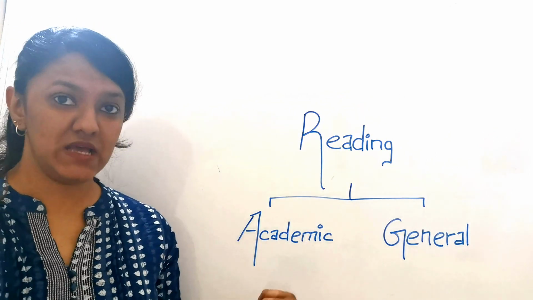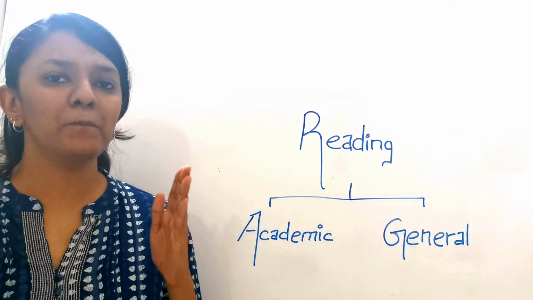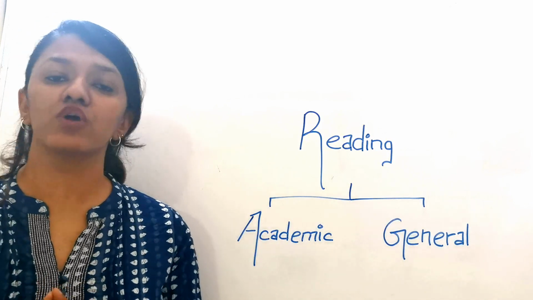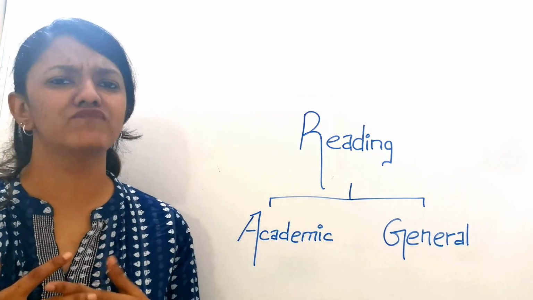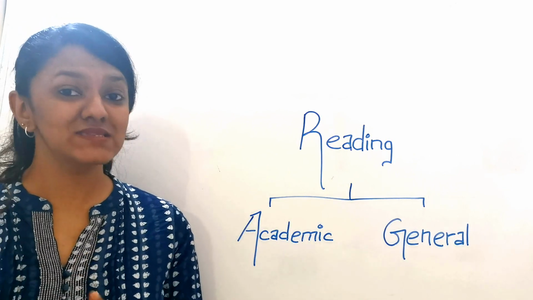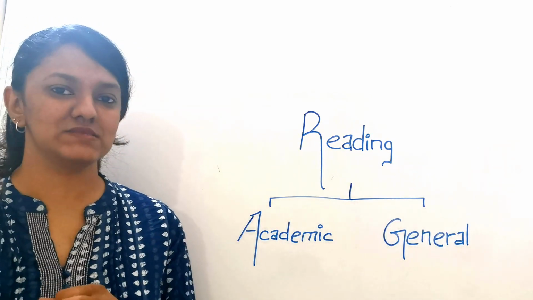In the academic test, the reading section comprises 3 long passages with questions below each of them. These passages can be on academic topics of general interest. The texts are taken from journals, newspapers and magazines.